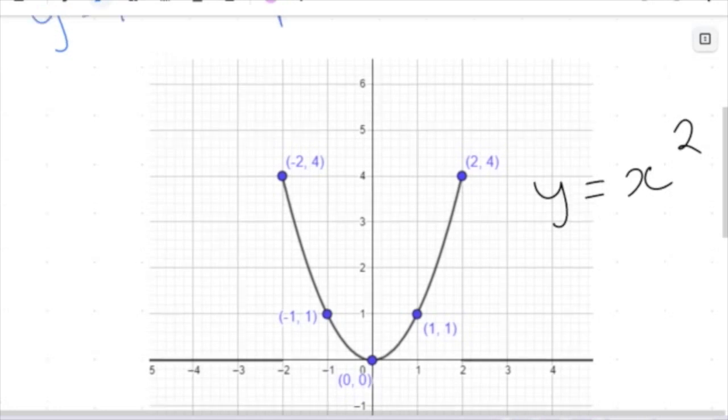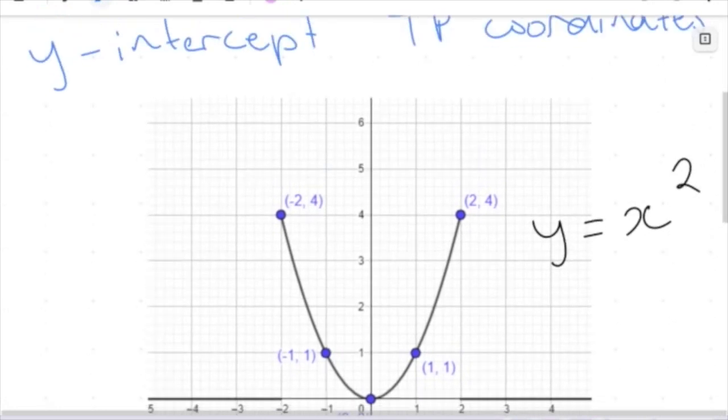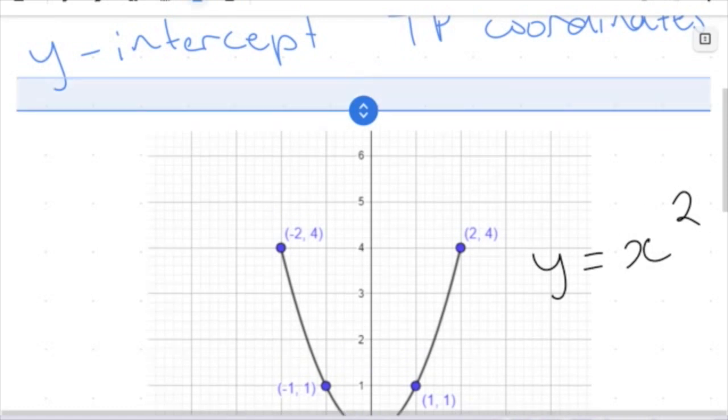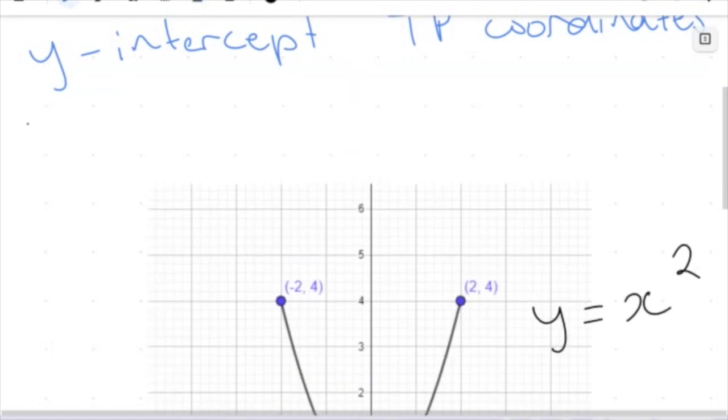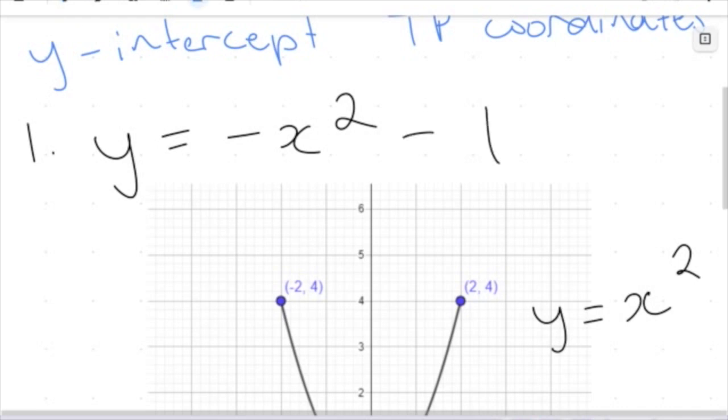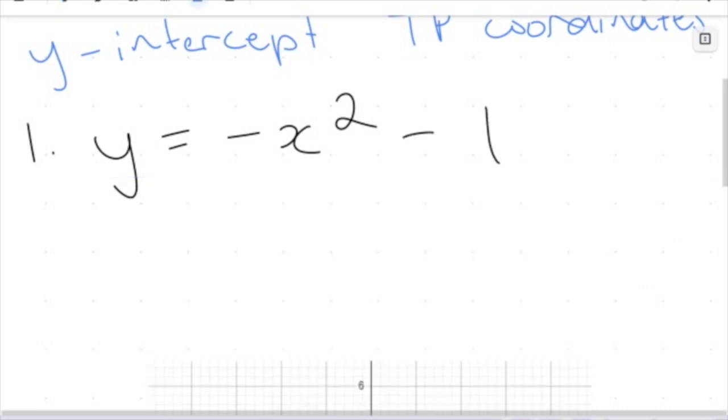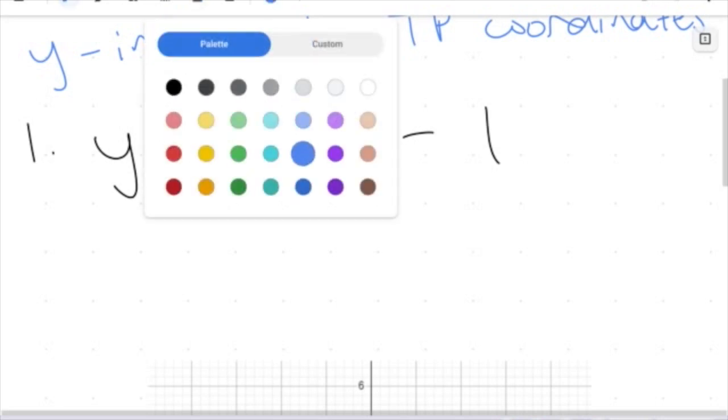All right, let's look at example 1. In question 1, we want to draw y equals negative x squared minus 1. So before we even go into drawing anything, we want to consider, first of all, what are my actual transformations going to be? And we want to make a note of these ones here.